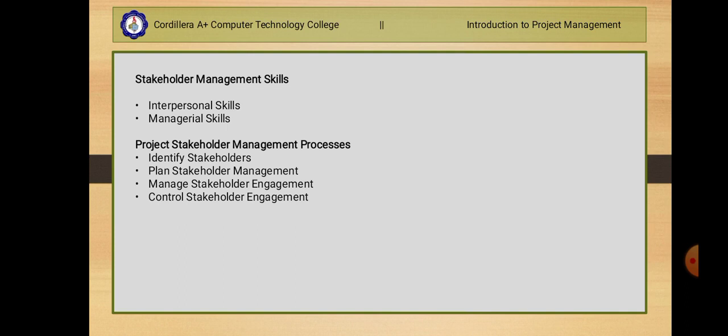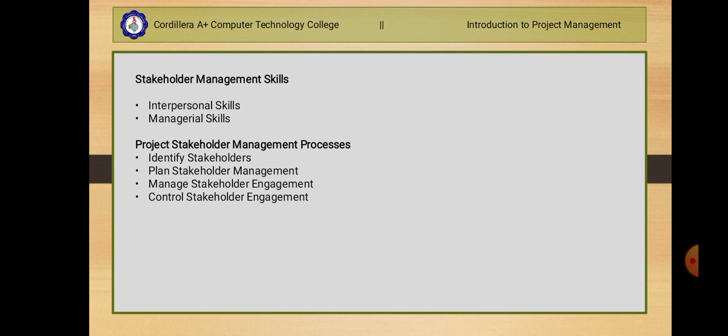So next, those are the skills in project management. You have the interpersonal skills and the managerial skills. Okay? So next, we have the project stakeholder management processes. So there are 4 processes in project stakeholder management.